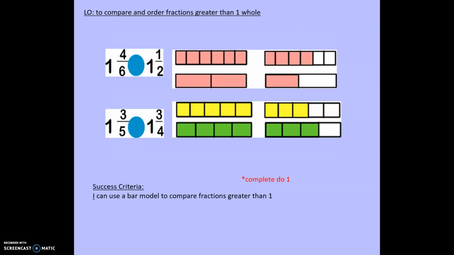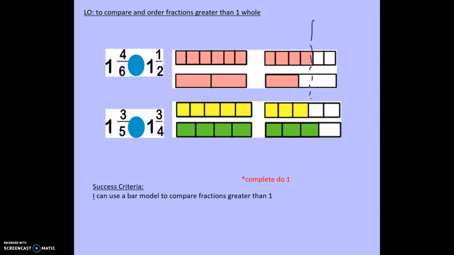Final one to look at together, then we're going to go try some questions. So I've got 1 4/6 is greater than or less than 1 1/2. Now look at the 2 pink bars. 1 4/6 goes all the way out to here.